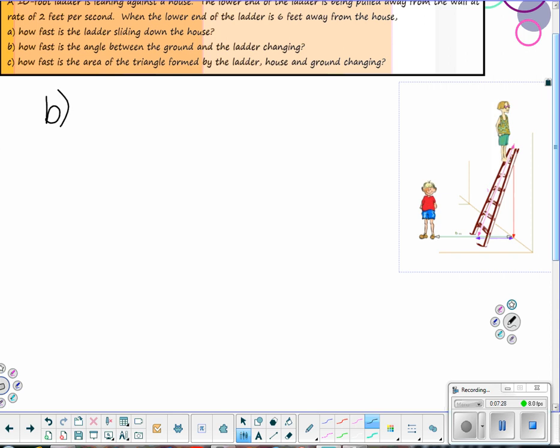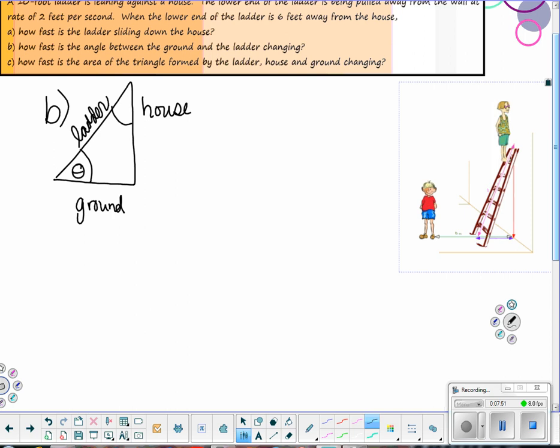They specified that it was between the ground and the ladder, not the house and the ladder, right? Because I really have two choices for my angle: either the house and the ladder, or the ground and the ladder, and they're talking ground. So I'm going to set this up as my theta, and that means I can remove that other angle. The ladder, once again, is a 10-foot ladder. Let's call our sides x and y there.